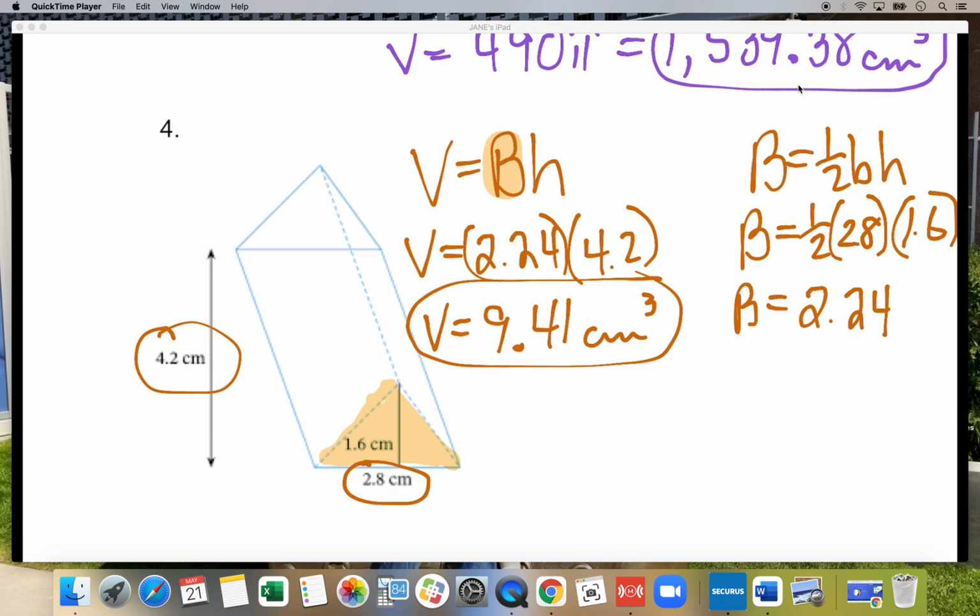Again, really important when you do these, that when I talk about the big B, I'm talking about the area of the base. When I talk about the little b over here, this would be the base, meaning a dimension, and I'm finding the area of the base. So make sure that you use capital letters to denote that.